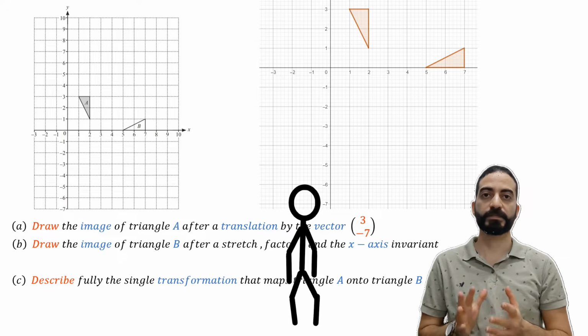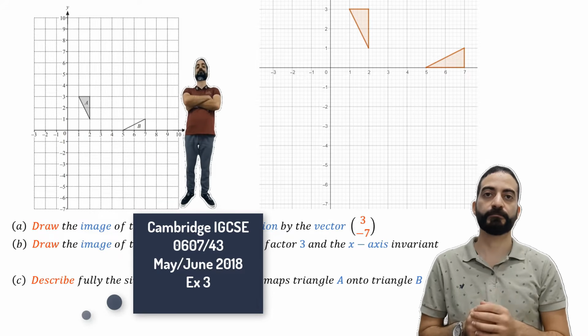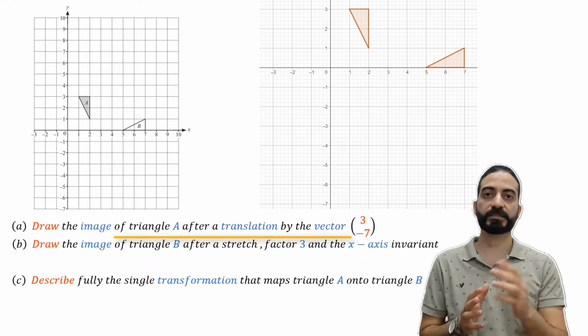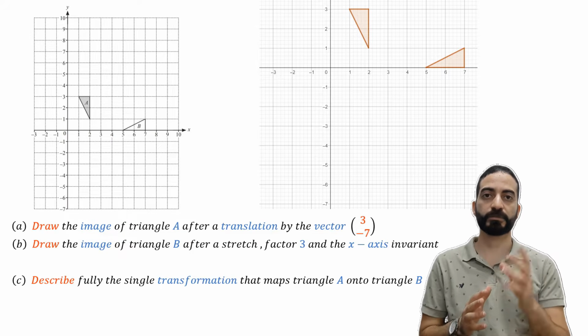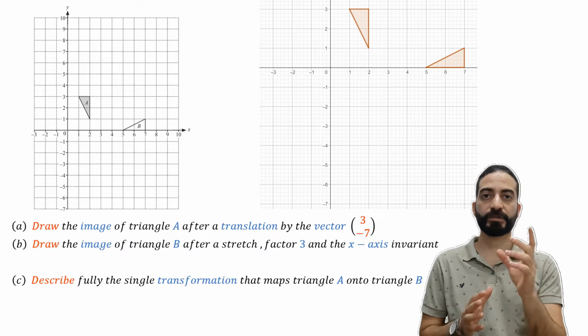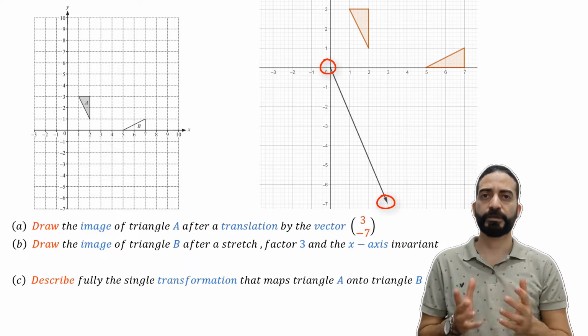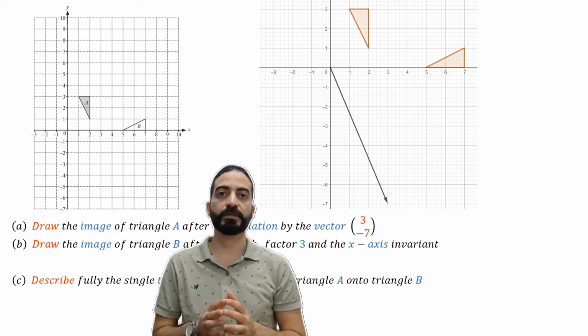Hello everyone, we'll start by solving question 3 of the Cambridge IGCSE 2018 exam. Part A, draw the image of triangle A after a translation by the vector (3, -7). First, we must draw the vector (3, -7). We can draw it by determining the point (3, -7) that is here and connecting it to the origin. This line that we obtained is the vector (3, -7).